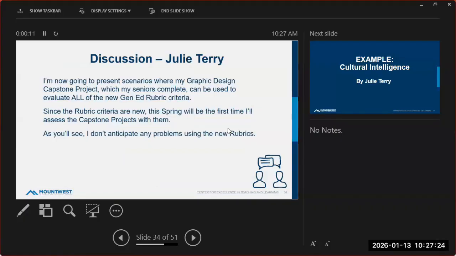So this will be my first time using these new rubrics, like everyone. What I felt made sense for my program was our capstone class, where they have to do a big capstone project. I can embed the program outcomes and the gen ed outcomes in their capstone project. So that's what I'm going to do.